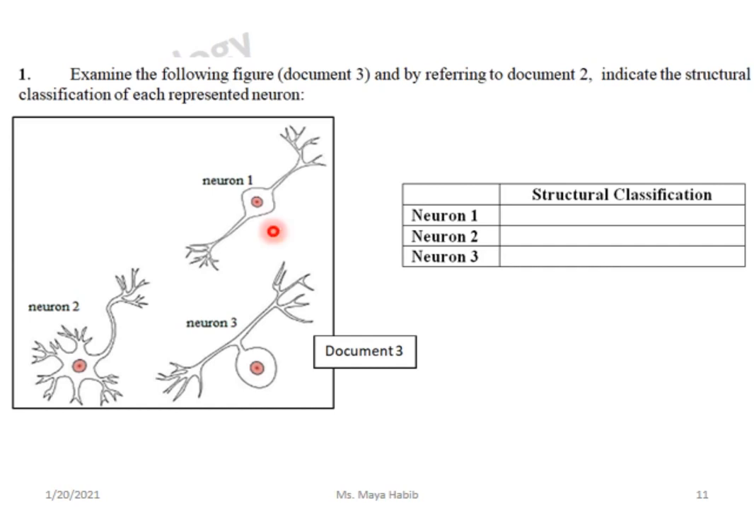Now if you look at neuron 1, this neuron has 2 nerve fibers from opposite poles. So this is a bipolar neuron. Neuron 2 has many nerve fibers, so many dendrites and one axon, and all these nerve fibers are attached from different sides, so it is multipolar. And neuron 3, you can see that these fused nerve fibers are attached from one side of the cell body, so we classify it as unipolar.